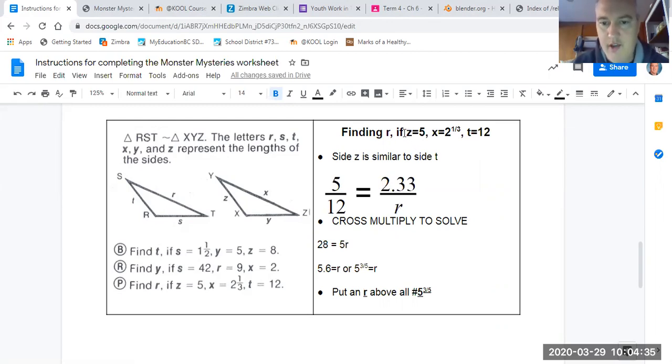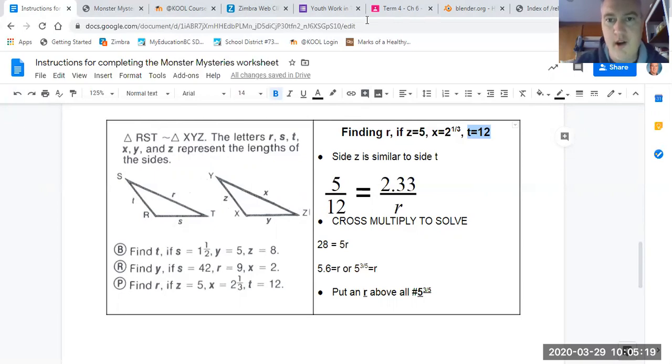And then the two other values that we have are Z and T. So Z is over here and T is over here. Now notice that I put the value for X at the top of this fraction, 2.33, and X is in the same triangle as Z. So I'm going to put the Z value of 5, the length of 5, at the top as well. And over here, where R is, T is also in that same triangle. So I'm going to put the length of T, which is 12, at the bottom here to correspond with where R is at the bottom.